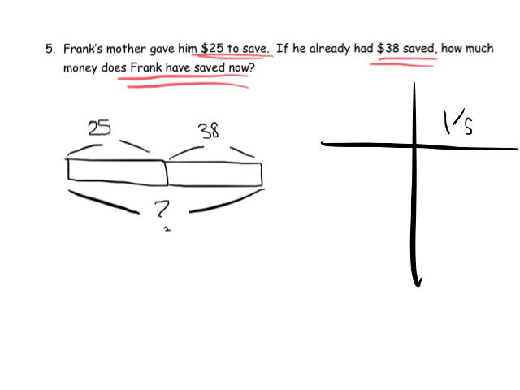So here's our ones, here's our tens, and let's model. So let's model 25. So we've got 2 in the tens column, 1, 2, 3, 4, 5 in the ones column. Now we're going to model 38. 1, 2, 3 in the tens column. 1, 2, 3, 4, 5, 6, 7, 8 in the ones column. So we've modeled the problem.